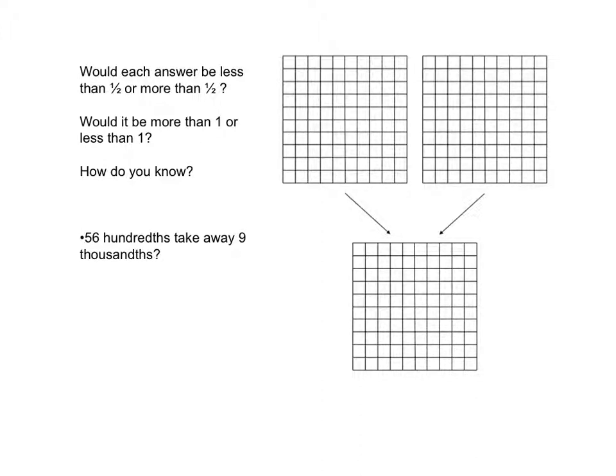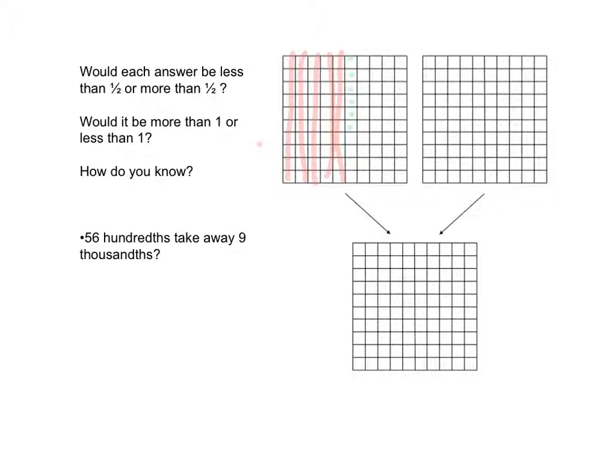So what I'm going to do is start with my 56 hundredths, which is really the same as 5/10, because we're talking efficiency. So I have 10, 20, 30, 40, 50. I'm going to add in my 6 hundredths. And now over on my other square, I have to take away my 9 thousandths.